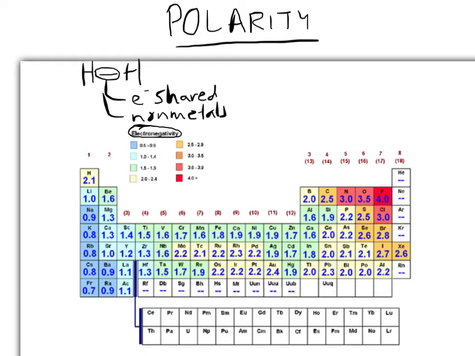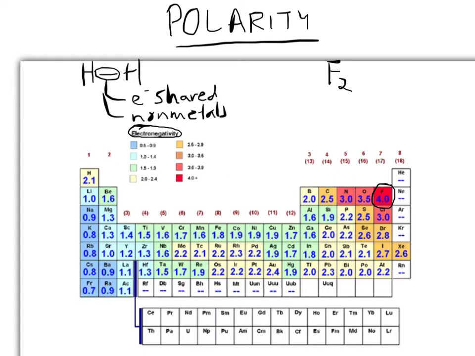Okay? So let's talk about another example. Let's talk about fluorine gas, F2. Well, fluorine on the periodic table is the most electronegative element. It has an electronegativity value of 4.0. There's no units on the electronegativity scale. It's just a relative scale. So we're just comparing electronegativities of elements to each other.